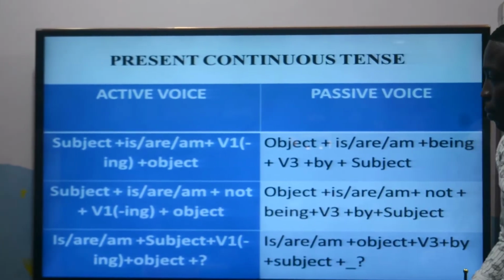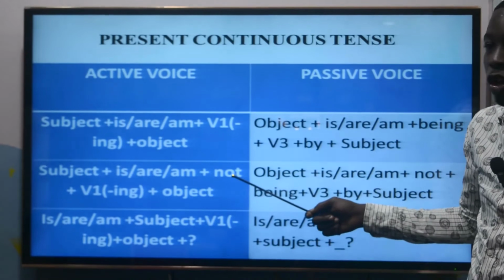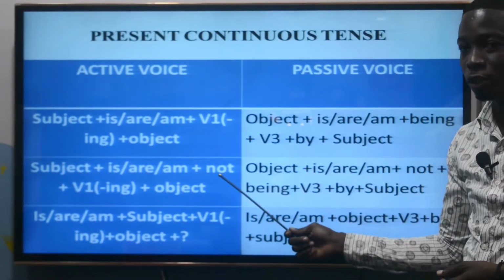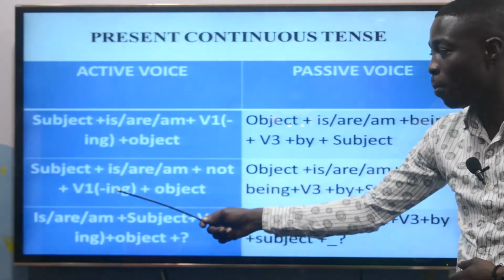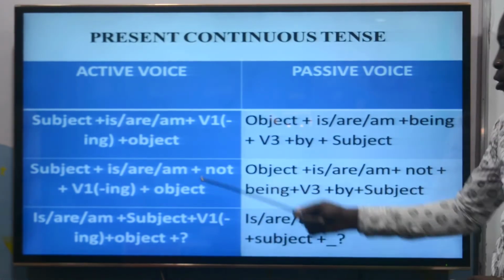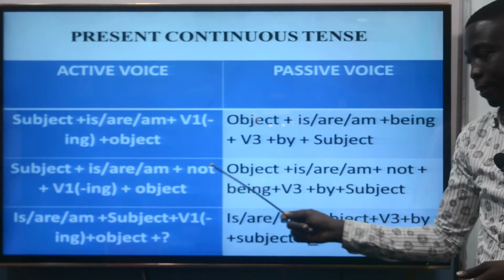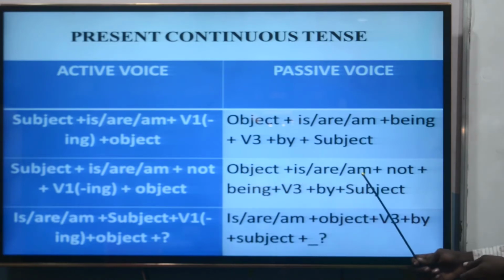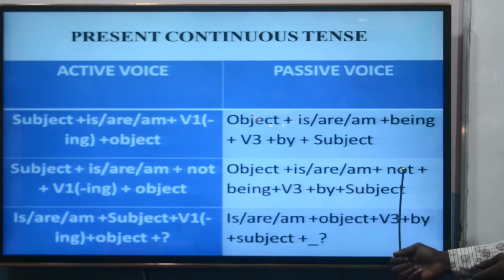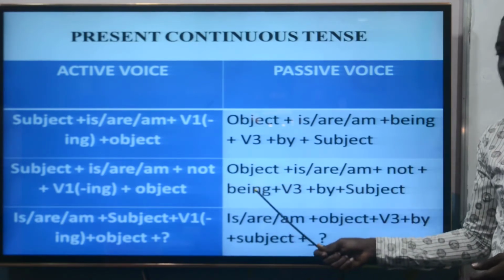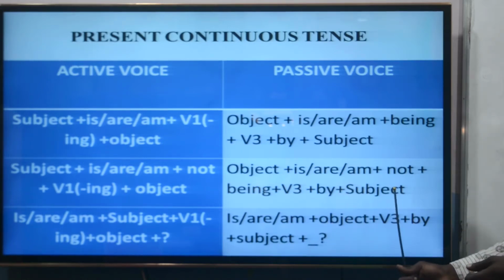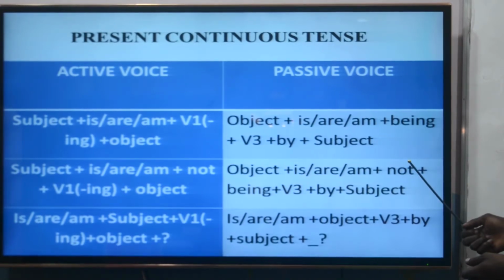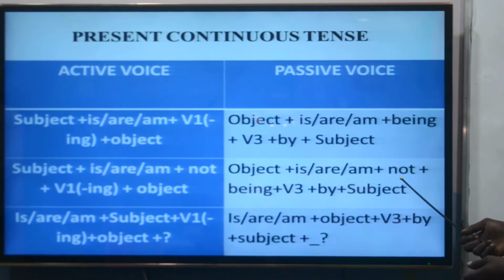In the second step, we can have not in the sentence. That is the subject, is, are, or am, plus not, plus the V1, that is the ing form, plus the object. So in a sentence where you have the not, this is how you will change it. Now the object plus is, are, or am, and this time the not will come before the being, plus the V3, plus by, plus the subject. So the only thing that changes here is the not. Take a clear notice of it.